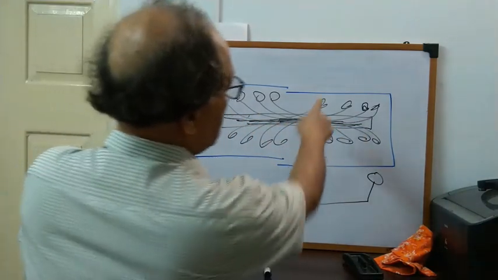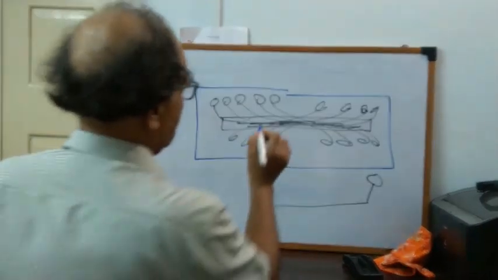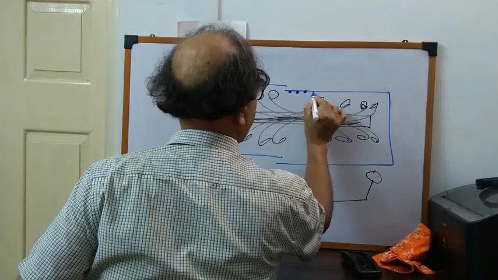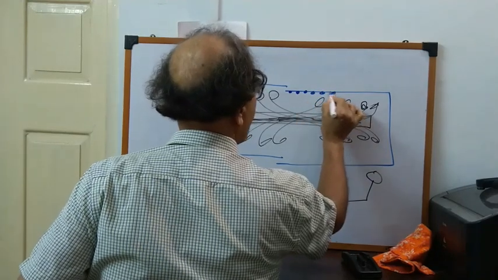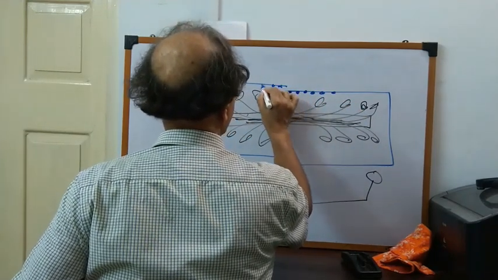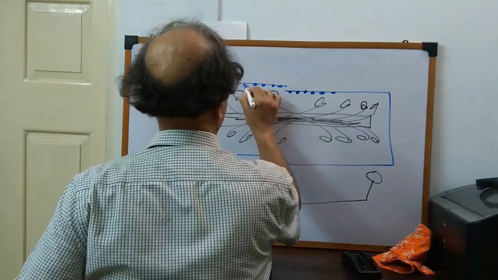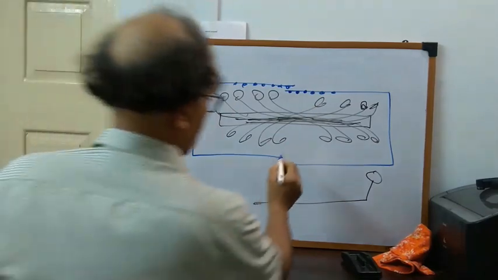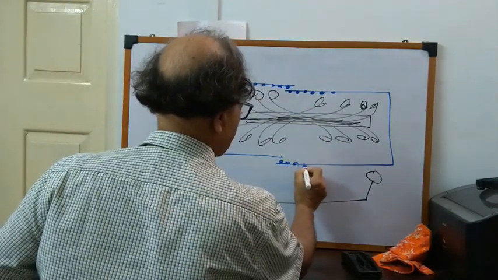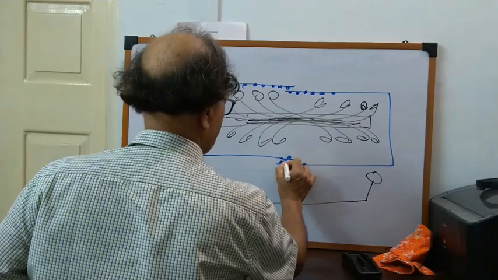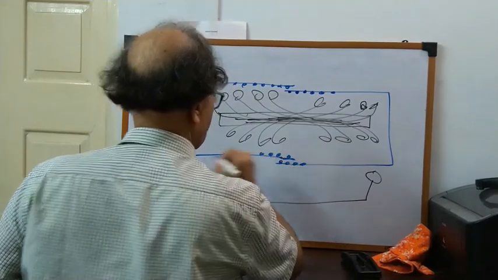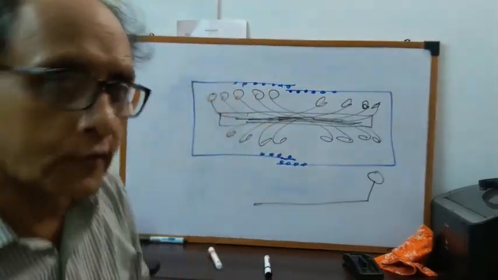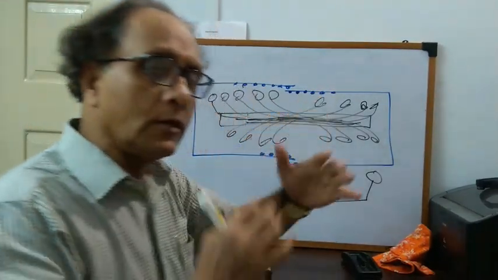And what happens in the thin filament or in the actin? In the actin, there are active sites of actin, like this. So there are active sites of actin like this. These active sites of actin are those sites where the myosin heads are attached.